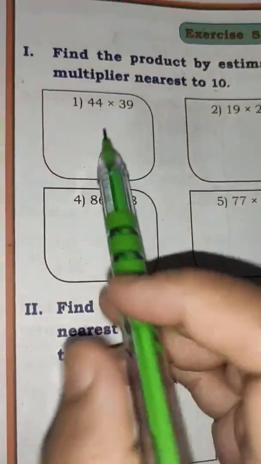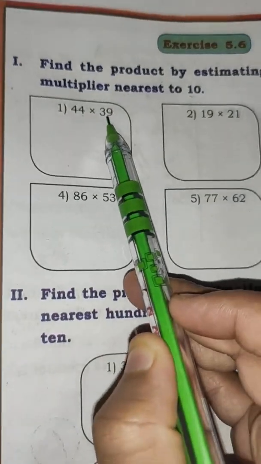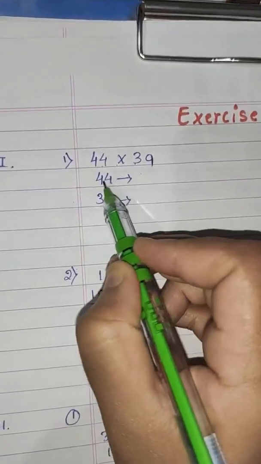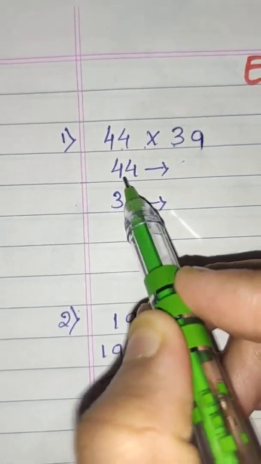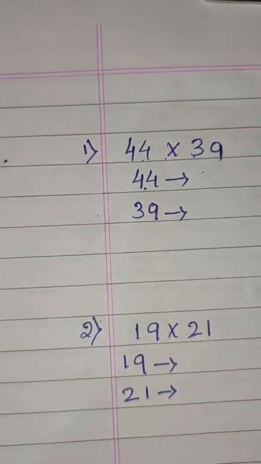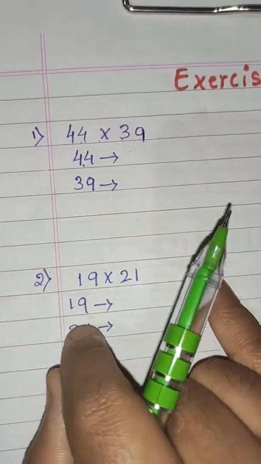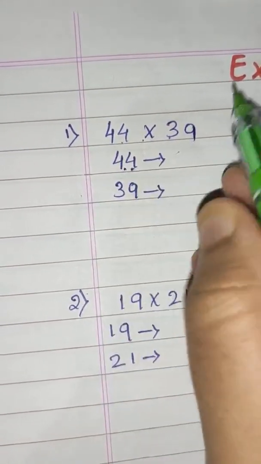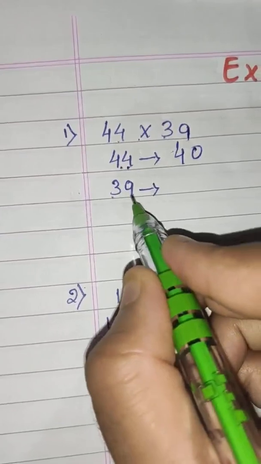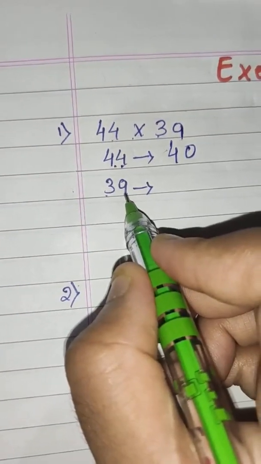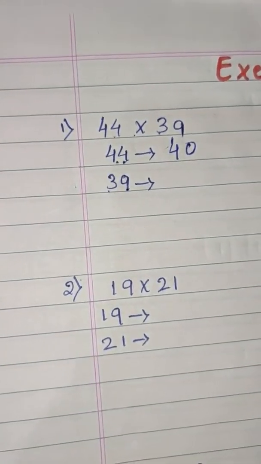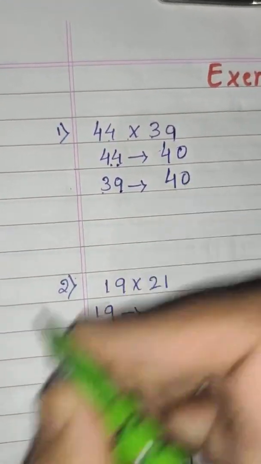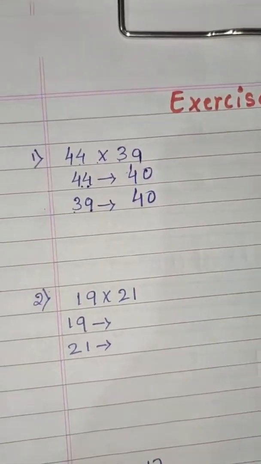Okay, now you tell me the first example, 44 into 39, which I have written here. What is the estimated value of 44? Whether it is near to the 40 or to the 50. 40 and 50 both are tens. Yes, it is near to the 40. Now 39. What is the estimated value of 39? Whether it is near to the 30 or to the 40. Yes, it is near to the 40. Right? So let's find the product now.